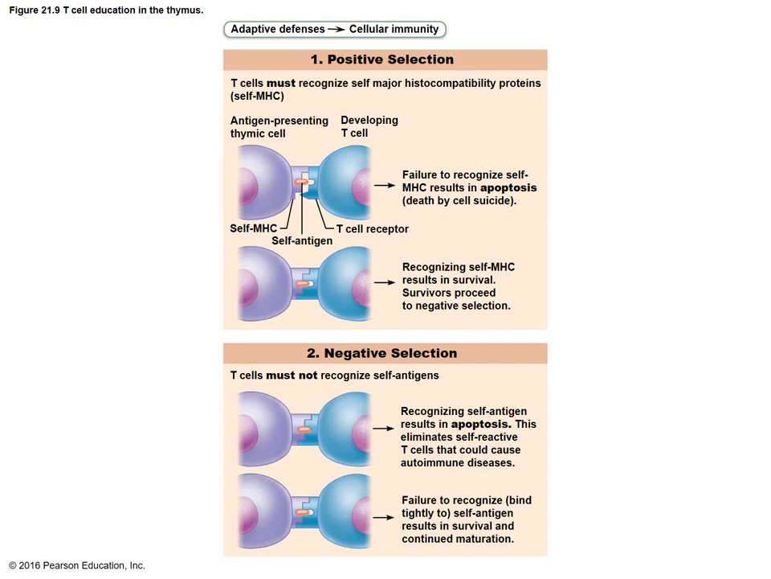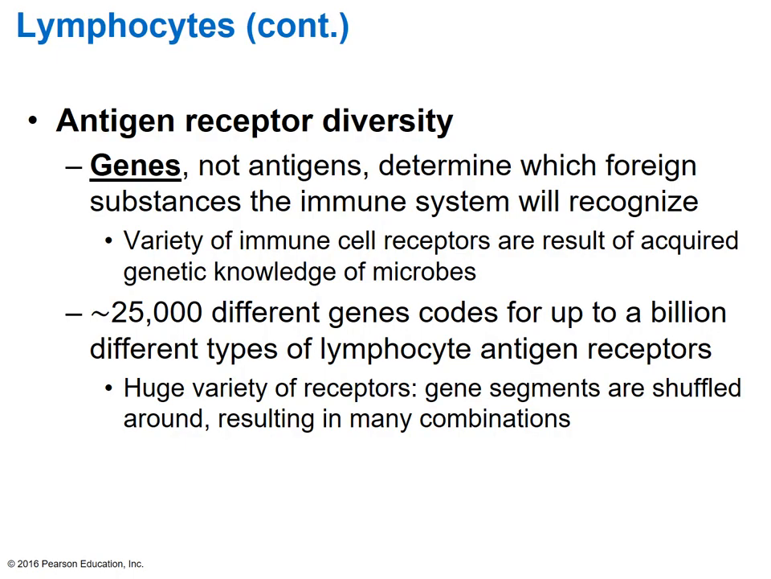Negative selection is when the T cells must not be able to recognize the self-antigens. You want these cells to be able to recognize other antigens and not yours. If they recognize your antigen, there'd be a problem that can lead to autoimmune diseases, and so those cells would also be destroyed. A whole series here of how the cells are going to go through a maturation process. If it doesn't occur properly, then those cells will be destroyed.